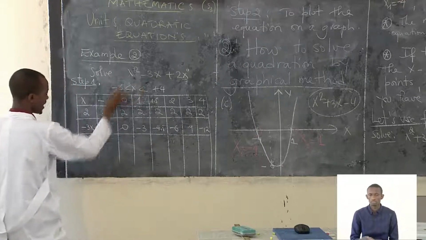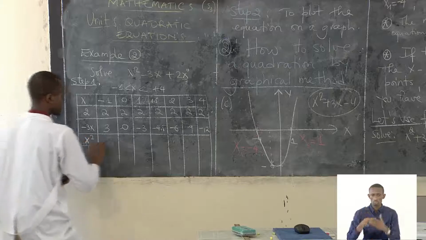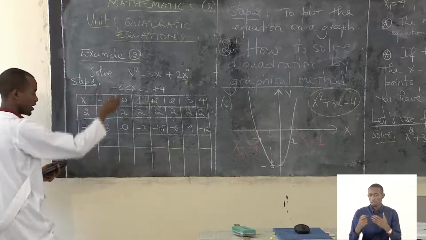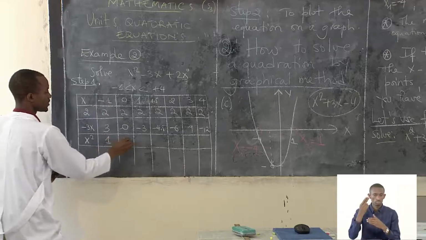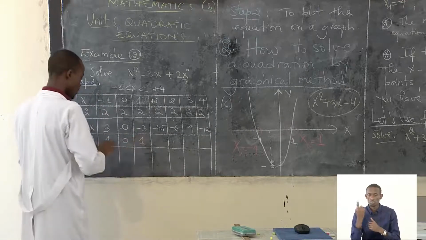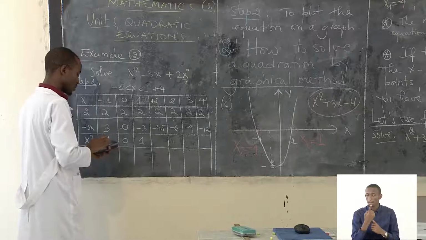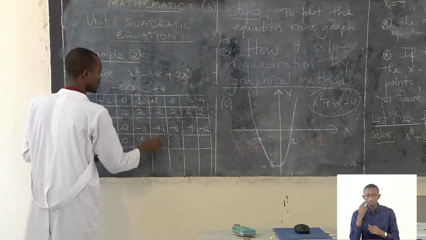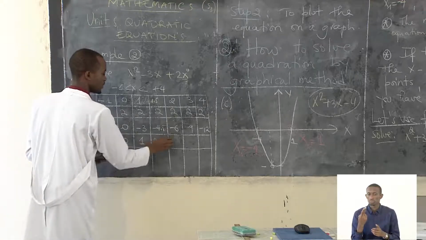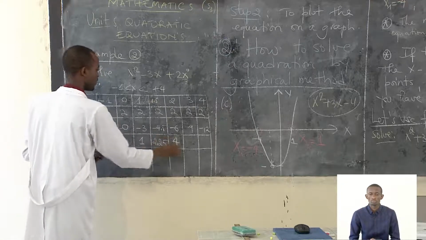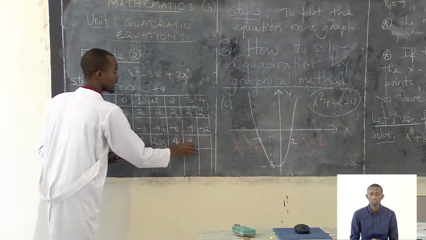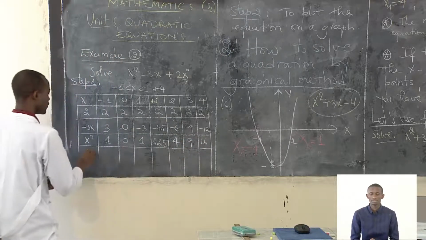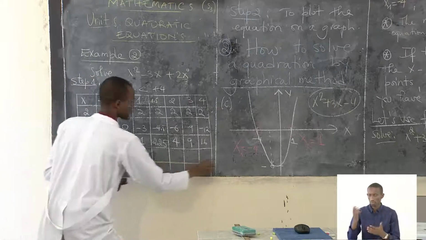We go then to the other one. What is that? It is x squared. For x squared, we have now negative 1 squared, that is 1. Here we have 0. Here it is 1. 1.5 squared, you get 2.25. Here you get 4 because it is squared. Here you get 9. Here you get 16. Do you see this?